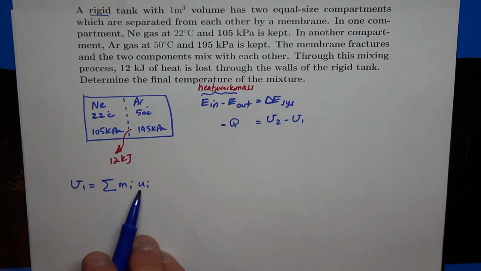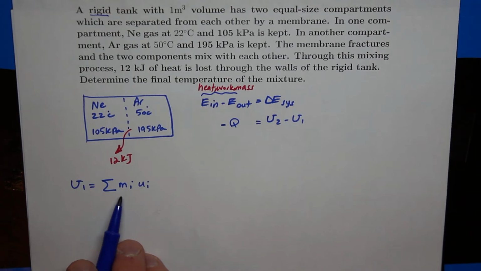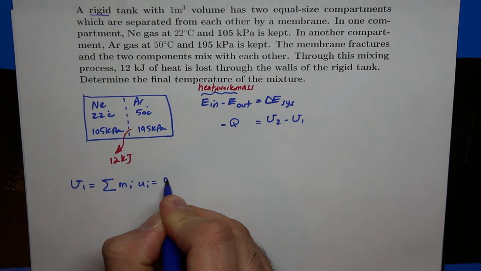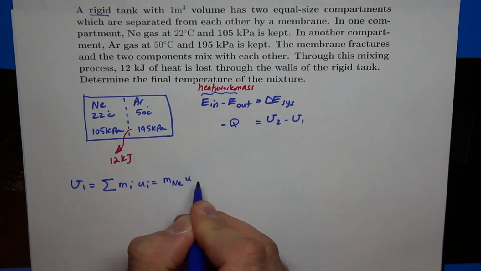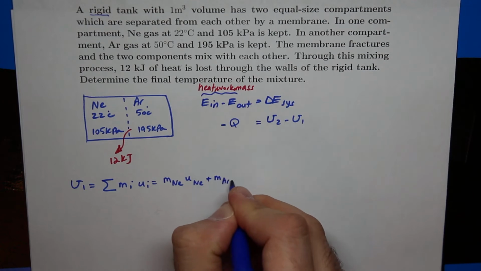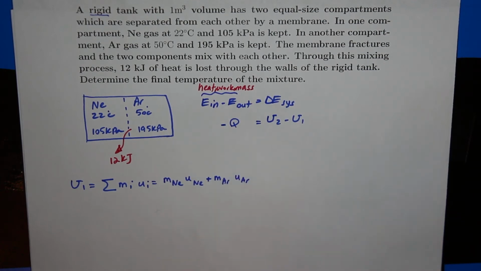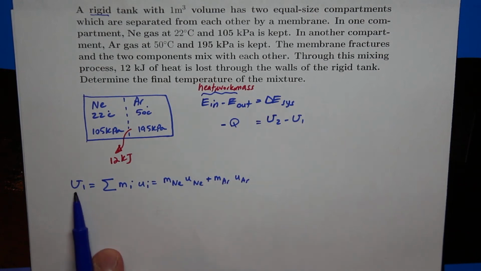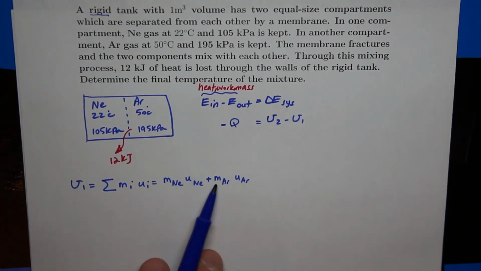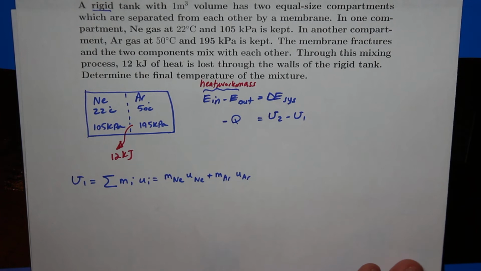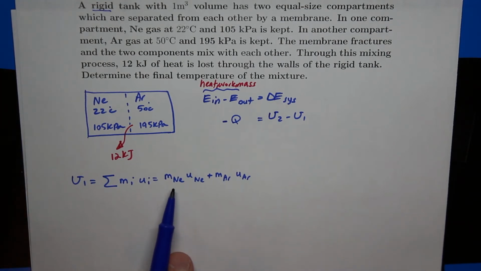The unit here is kilojoule per kilogram, so that's why we are multiplying that by kilogram. And that will be mass of neon gas multiplied by U of neon gas plus mass of argon, U of argon. Okay, so in order to find U1, capital U1, I need to have the masses. So I need to find those masses first. And that is doable. I can apply the ideal gas law to obtain the mass of each component.